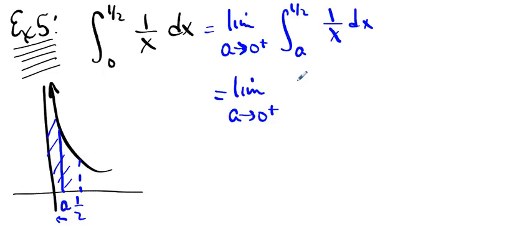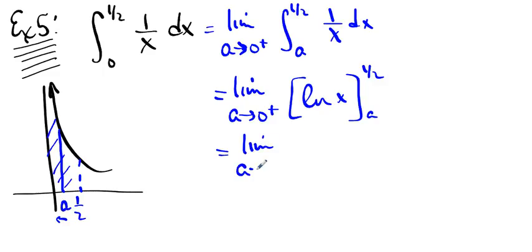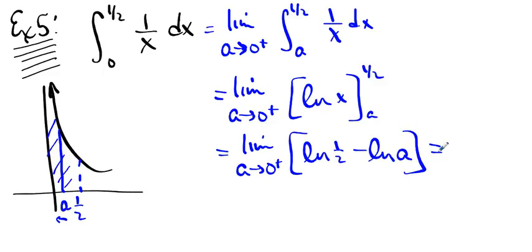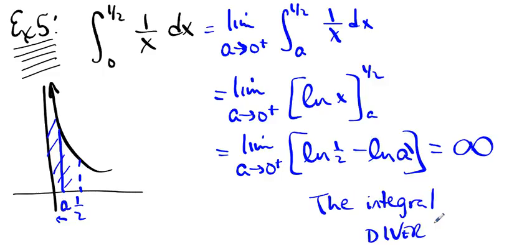This would be ln of x from a to a half. So you have ln of a half minus ln of a. And as a gets closer and closer to 0 from the right, this gets closer and closer to negative infinity. So number minus negative infinity blows up. And so we say that this integral diverges.